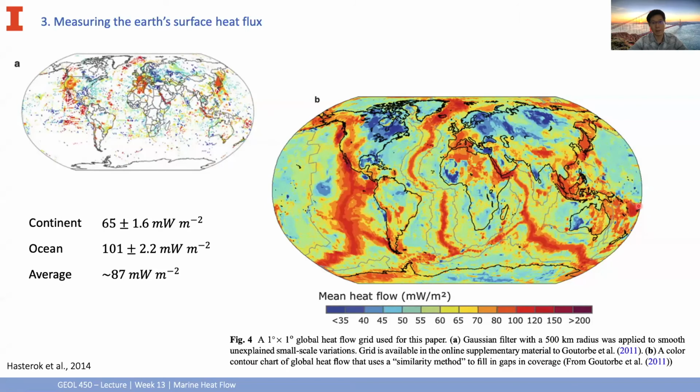Here is a map of global surface heat flux. We can see there are two places with higher surface heat flux: one is the mid-ocean ridge, the other is the volcanic arcs. Here are some average values of the surface heat flux for continents and oceans. We can see the ocean has a little bit higher surface heat flux. The average surface heat flux of the Earth is about 87 milliwatts per square meter.